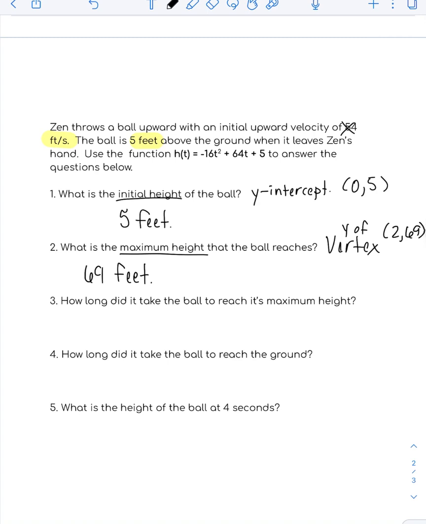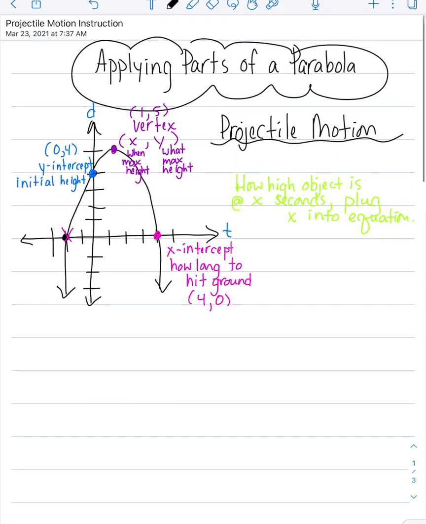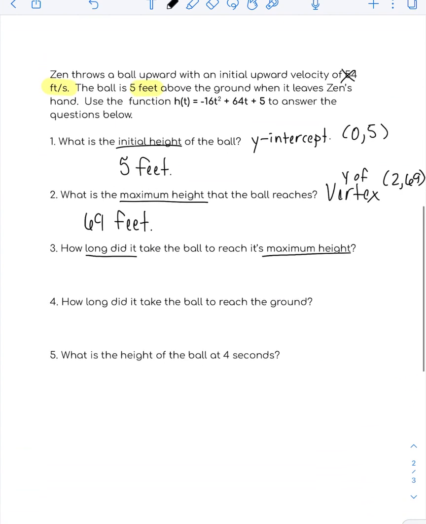Now let's look at number 3. How long did it take to reach its maximum height? Well, if you look back at your graphic organizer, for the maximum height it's the x of the vertex. Didn't we just find the vertex to be at (2, 69)? So what's the x value of that vertex? It's 2. And remember we have feet and seconds, so it took 2 seconds for it to reach its maximum height.